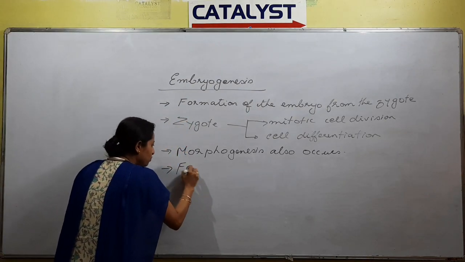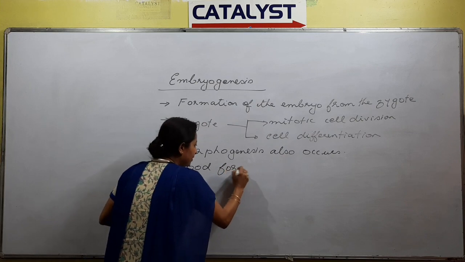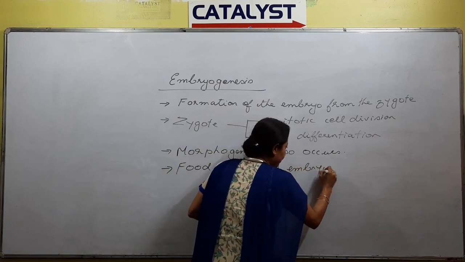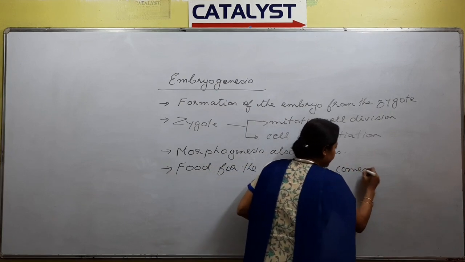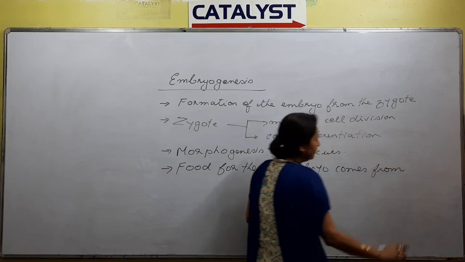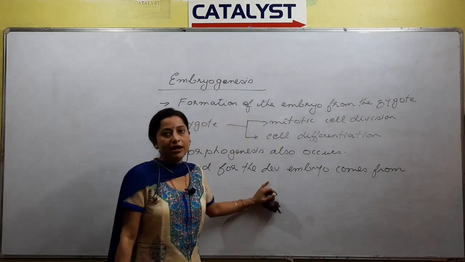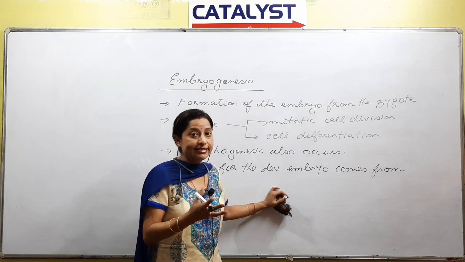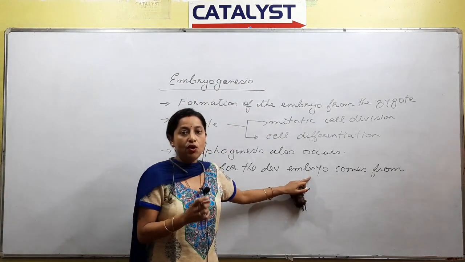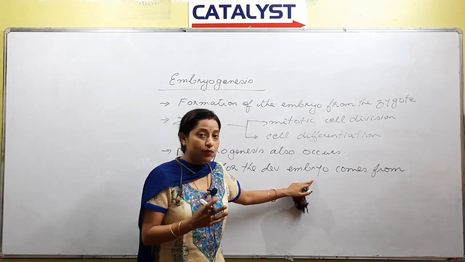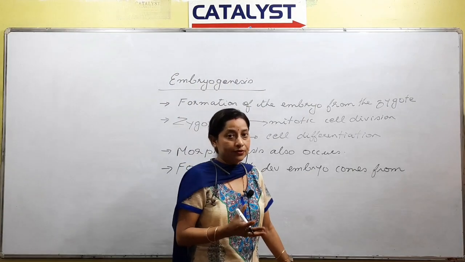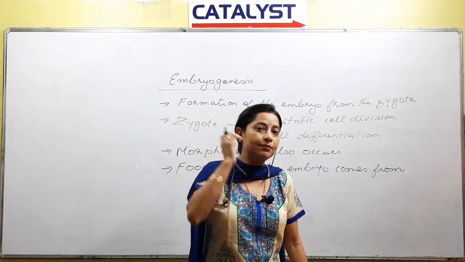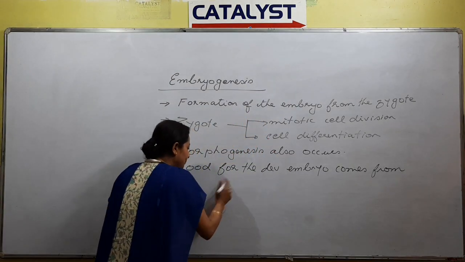Next, food for the developing embryo comes from, so we know that the zygote has converted to the embryo and the embryo has to grow, because from the embryo the baby plant or that organism will grow. In that case, the embryo always needs food to develop. The question is, where will it get the food? As the embryo is developing, it requires food. Where does it come from?